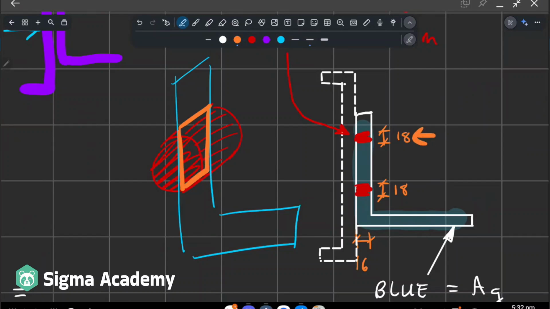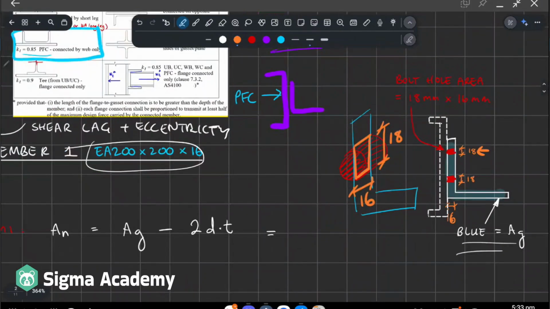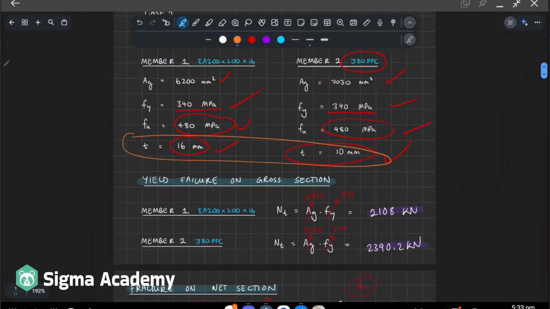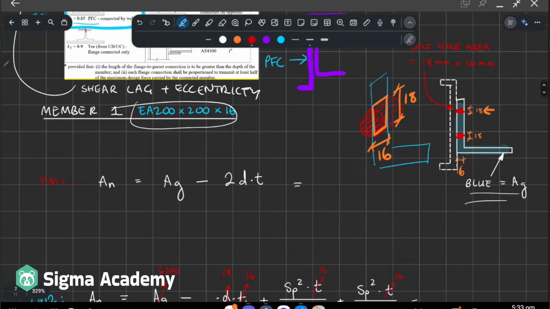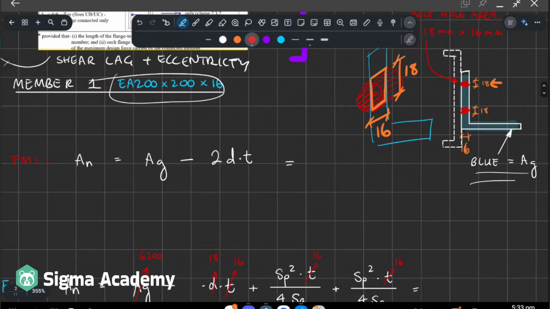So 18 is our hole diameter, right? So 18 is this way, right? The other thing we care about is the thickness of our section, I guess. So the thickness of the leg is 16. So that is going this way. Okay, so that's why we needed that data from earlier. It might have seemed a bit random why we grabbed these, but it's to determine the net area, which is where we're working towards. Okay, so with that said, now we have enough information to solve for AN.